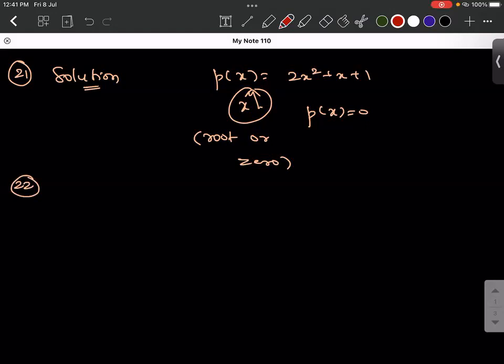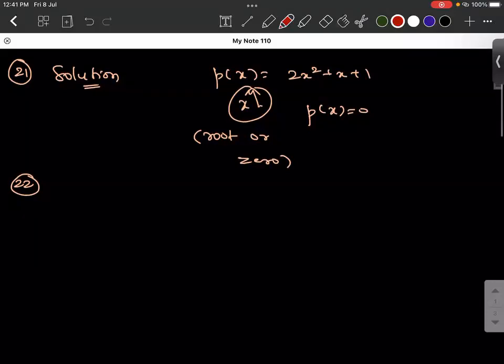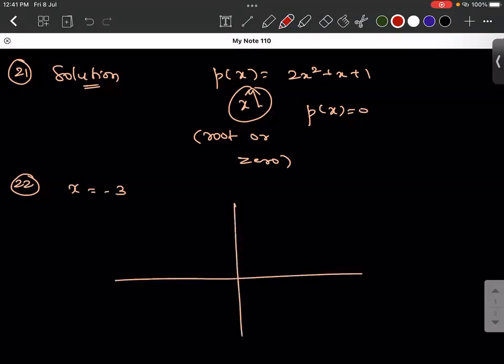22nd. Read it, graph. So the geometrical representation of the equation x is equal to minus 3 is: x is equal to minus 3 is a line which is parallel to the y-axis at a distance of 3 units on the left-hand side.